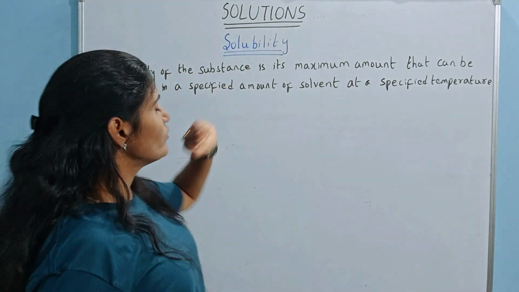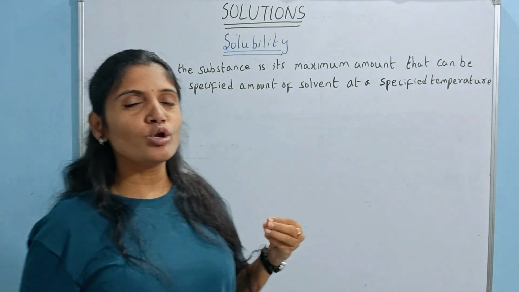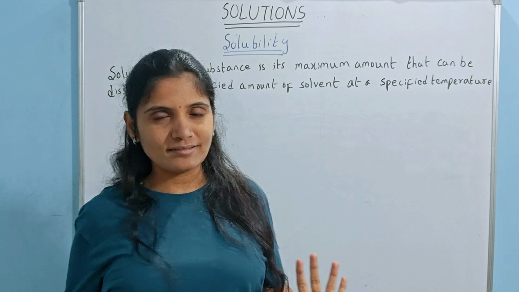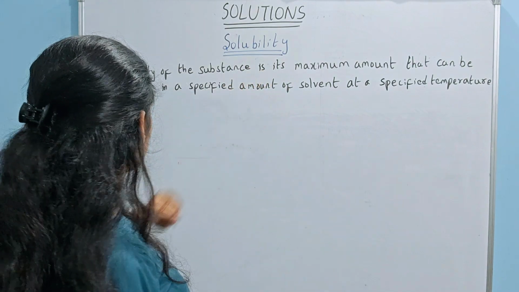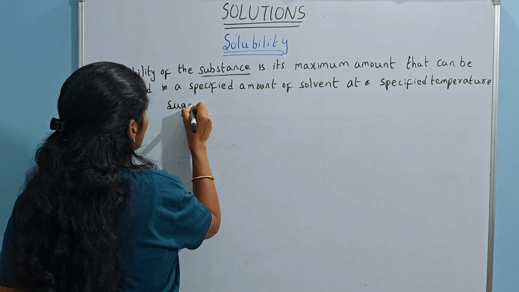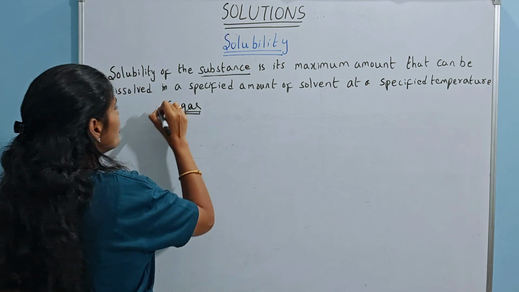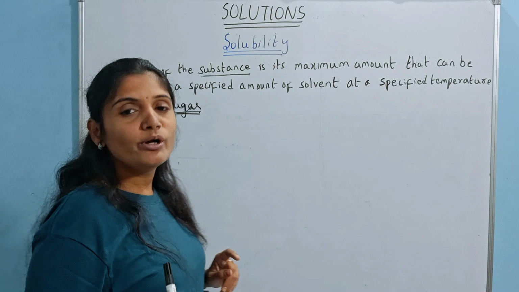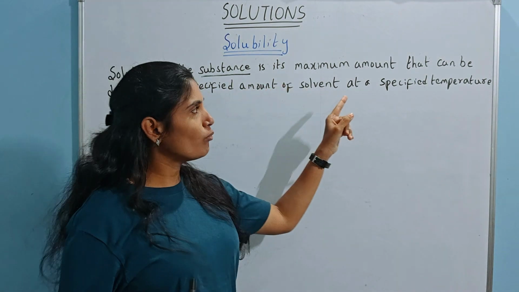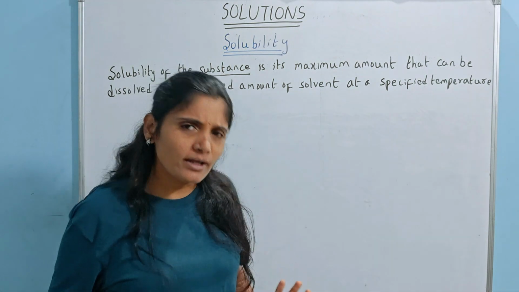Solubility of the substance. Now I am talking about solubility of a particular substance. Let me take an example of sugar. If the substance here is sugar, I am talking about solubility of sugar in a specific amount of solvent at a specified temperature.